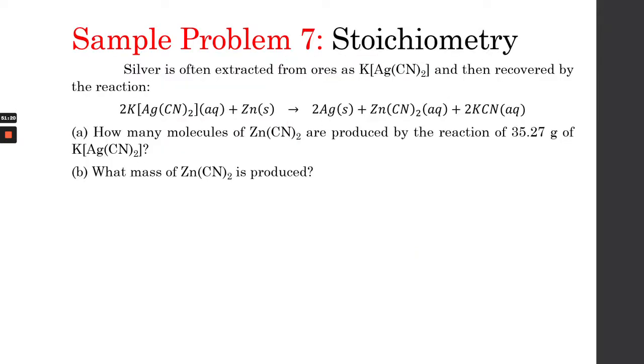Okay, so that is the molarity. Next, let's head to stoichiometry. Guys, remember stoichiometry: we usually use this to find the relationship between the mass of the product and the reactants. In this case, we have silver, which is often extracted from ores from this equation right here, potassium silver cyanide, and then recovered by the reaction. I've already balanced this equation. So what they're asking is how many molecules of Zn(CN)2.